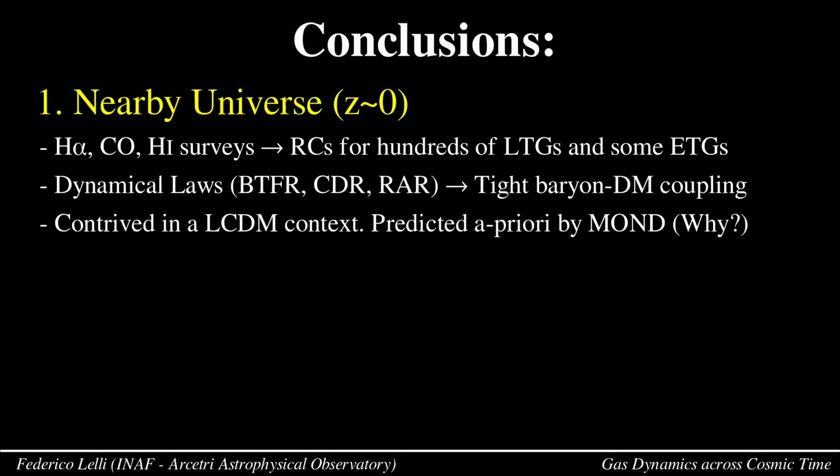In the nearby universe, HI, H-alpha, CO, and HI surveys have provided rotation curves for hundreds of late-type galaxies and also for some early-type galaxies. I didn't have time to discuss this, but you are welcome to ask me questions about them. We can use these rotation curves together with surface photometry to study dynamical scaling laws, which are revealing a very tight coupling between baryons and dark matter. If you think about this, this is not really natural in a lambda CDM context, but was predicted a priori by MOND. So I think that as a community, we should ask ourselves why MOND got any prediction right.